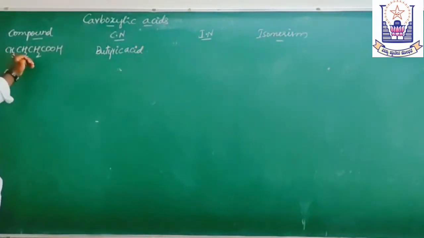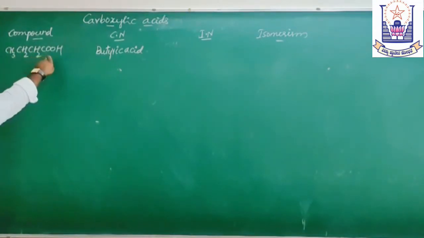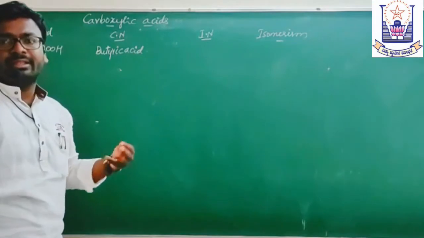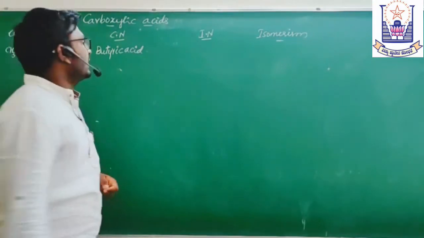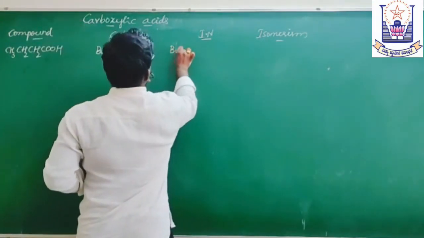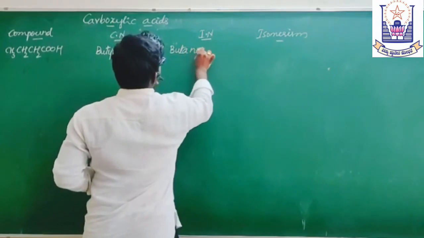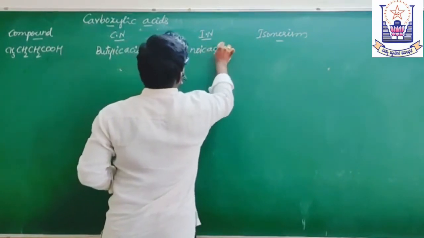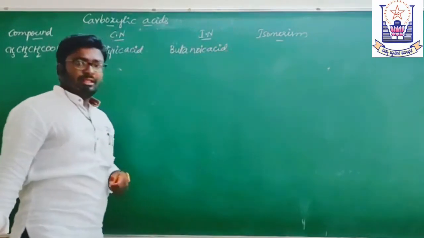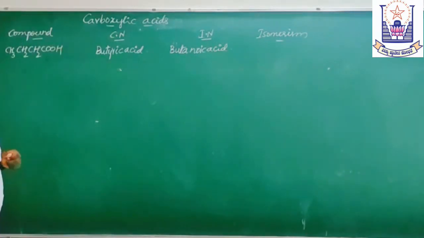In the IUPAC system, it has 4 carbon atoms. The corresponding hydrocarbon is butane, and the e is replaced with oic acid. Therefore, it is called butanoic acid. Come to the next compound.